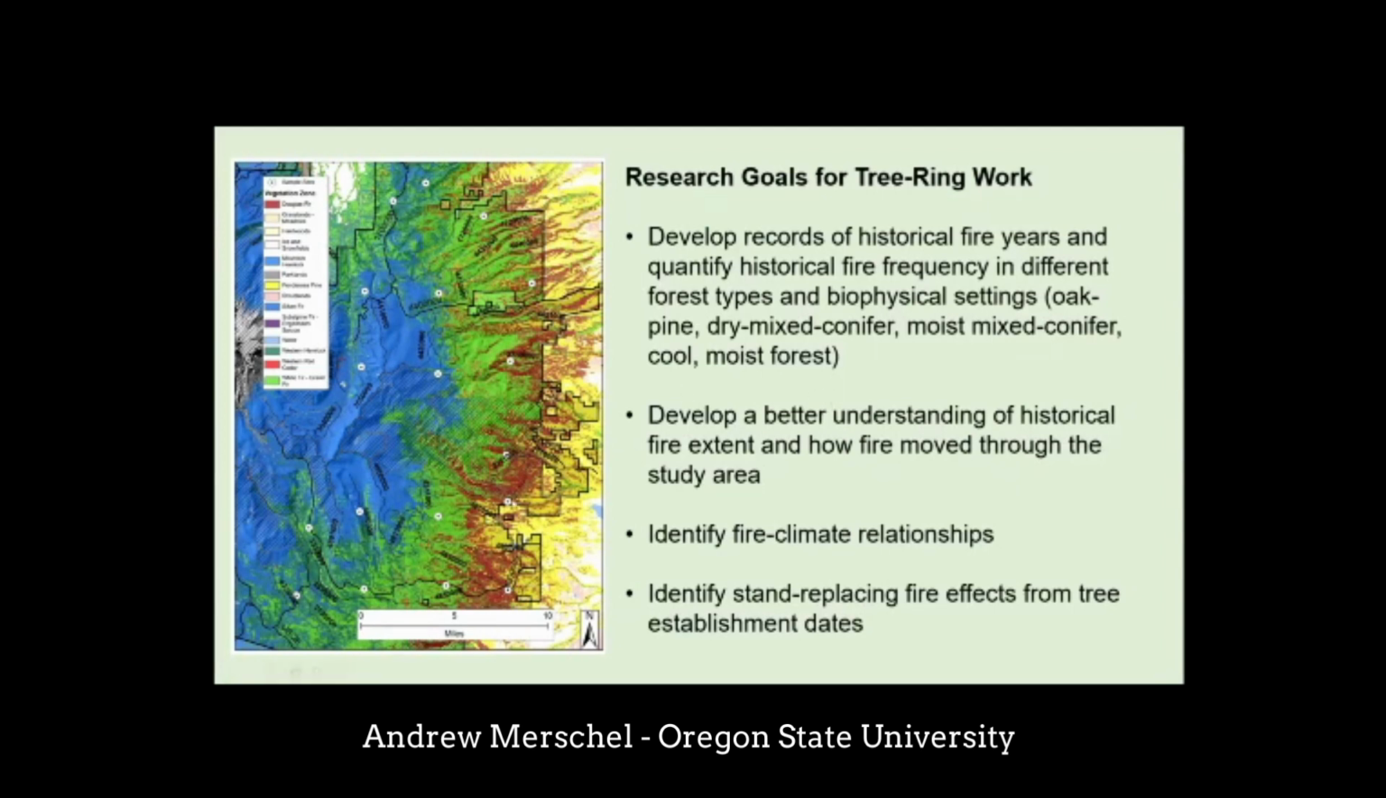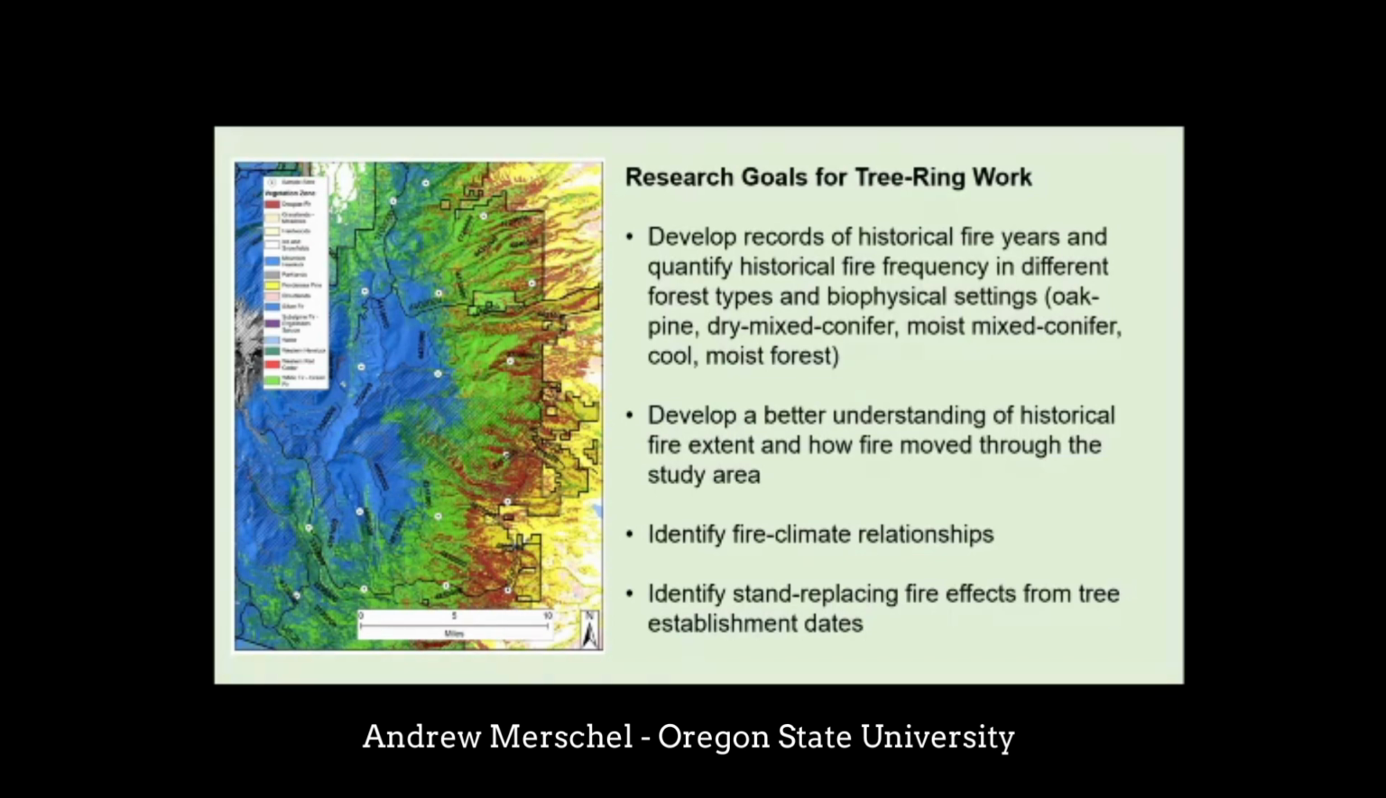So our study, again, is starting in the dry oak pine systems, and then it's moving all the way up through the moist mixed conifer zone and into our high elevation western hemlock and silver fir forest. So it's covering a really broad gradient of forest types. What we want to do across those forest types is develop records of historical fire years in a very precise way that allows us to quantify how frequent fire was in different forest types and their biophysical settings. When we do that, using this gridded setup, we can get a better understanding of how big fires were historically and how they moved across the study area.